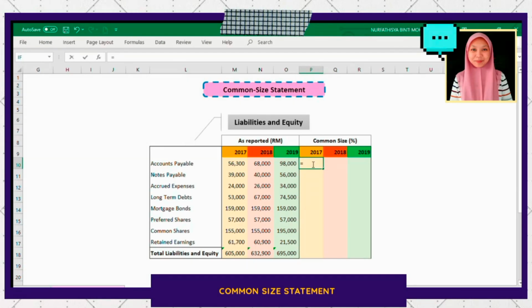Liabilities and equity. For 2017, the formula is equal to account payable divided by total liabilities and equity. Lock the total liabilities and equity, then multiply by 100. Drag the table down for the rest of the items. Apply the same formula for year 2018 and 2019.